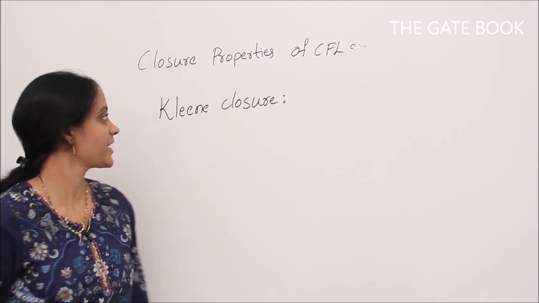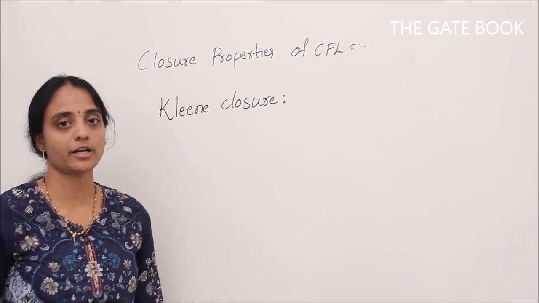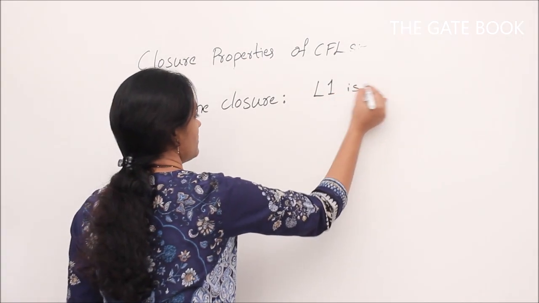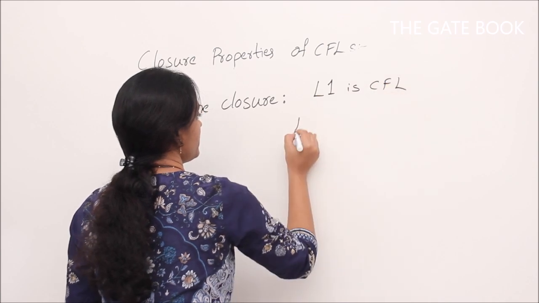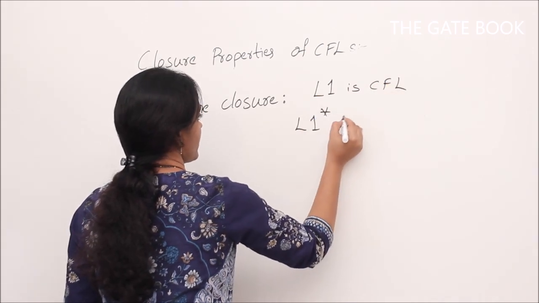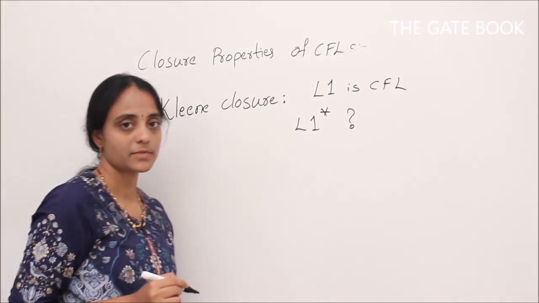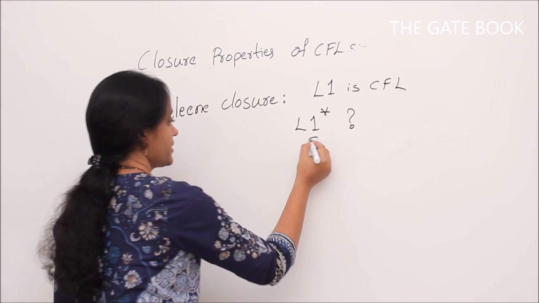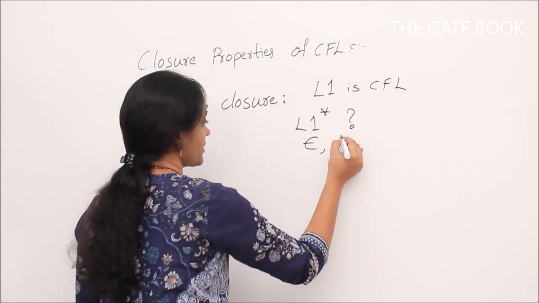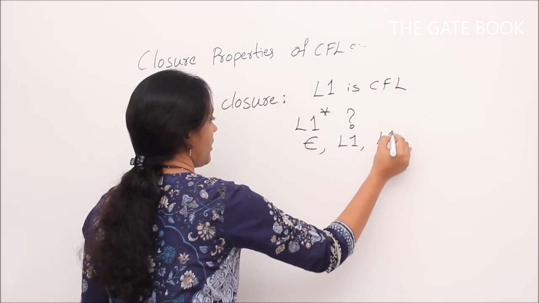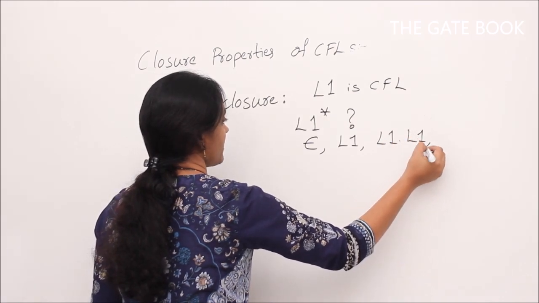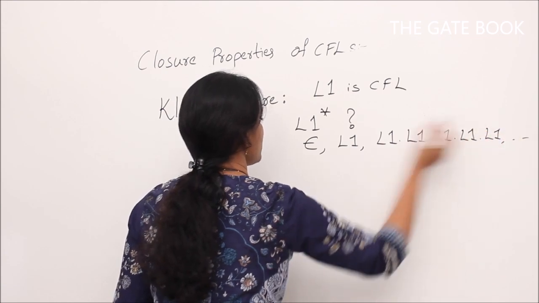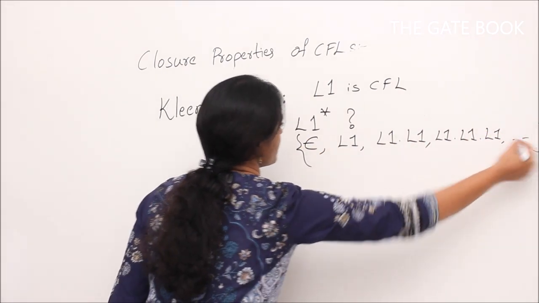Now let's see whether context free languages are closed under Kleene closure or not. What does Kleene closure mean? If L1 is a CFL, then we should know whether L1 star is a CFL or not. How do we check that? It should have epsilon, or all the strings of L1, or all the strings of L1 concatenated with L1, or L1 concatenated with L1 concatenated with L1, and so on. This is the Kleene closure of this language.